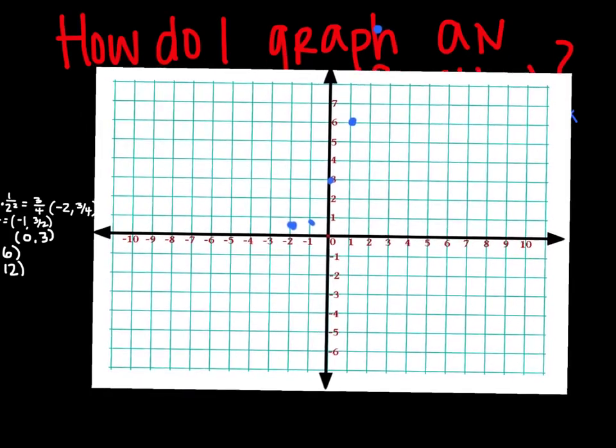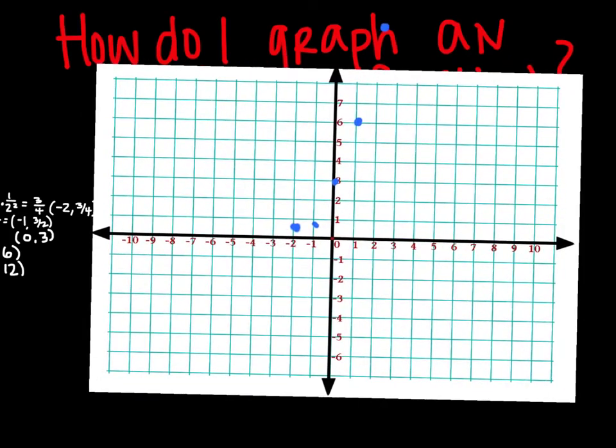But that's what your graph looks like if you connect the dots. You'll see it is not a straight line, it is not linear. It is curved, and that is what an exponential graph will always give you, a smooth curve.